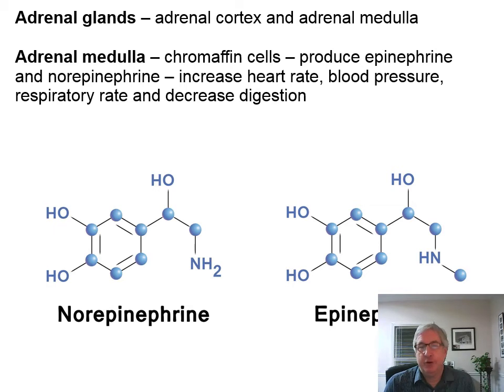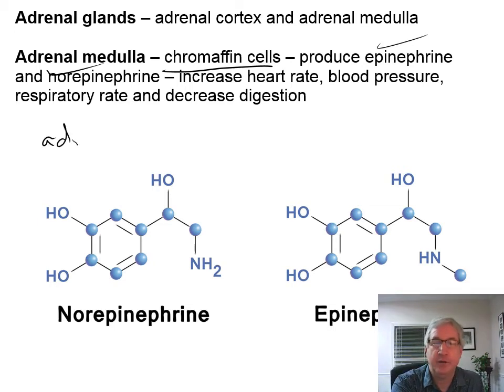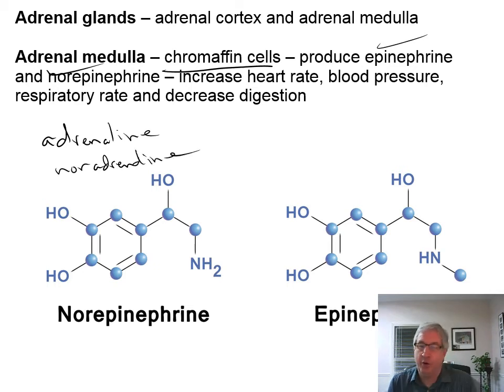So we have the cortex and medulla. The adrenal medulla also makes hormones, and it has cells called chromaffin cells. They produce epinephrine and norepinephrine, which increase heart rate, blood pressure, respiratory rate, and digestion. Those are also called adrenaline and noradrenaline. You can call it either one, or epinephrine and norepinephrine.